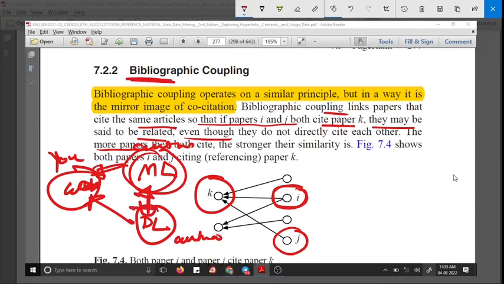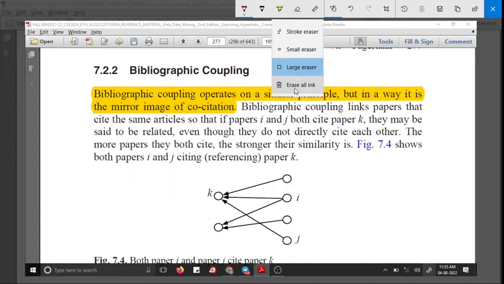That is the difference. So bibliographic coupling says that if papers I and J both cite paper K, so this is my paper K, this is my paper I, this is paper J. Although J and I are not citing each other, because they have cited the web mining paper here, there must be a relation between this paper and this paper. That is the bibliographic coupling. It is slightly different from co-citation.